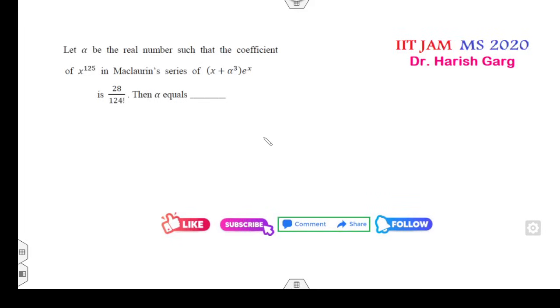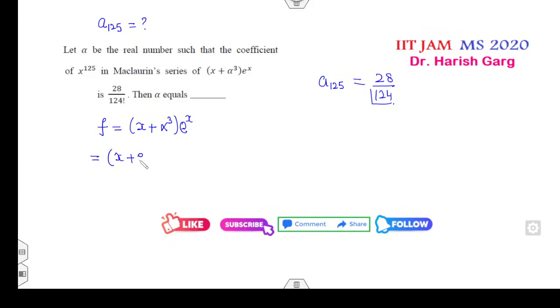Okay, look at this another one. If alpha is a real number such that the coefficient of x raised to power 125, your target is to find the alpha. In the Maclaurin series, f is x plus alpha cube e raised to power x. So it is given that a of 125 is 28 over 124 factorial. Can you find the coefficient of x raised to power 125?